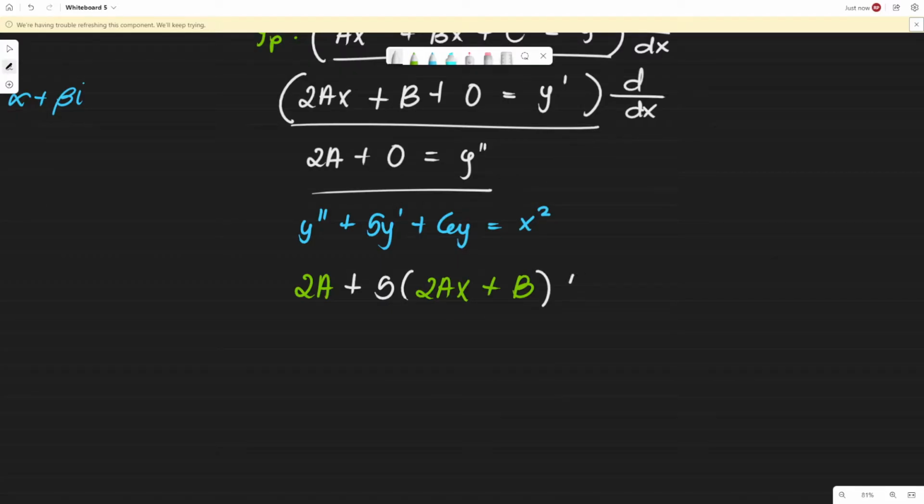And plus 6y. Yun yung ating original na kinuha. Ax squared plus bx plus c is equivalent to x squared. So, eto ngayon yung gagamitin natin to solve for the values of a, b, and c. Okay, so distribute ko lang yung mga para mawala yung parentheses.